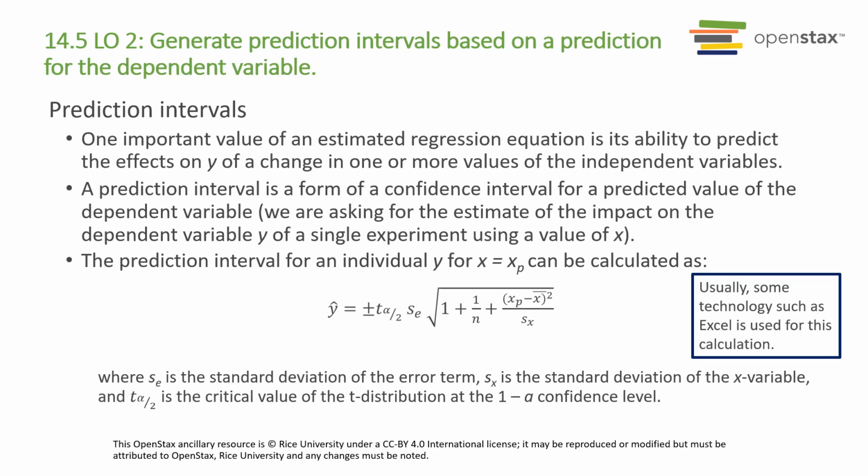One important value of an estimated regression equation is the ability to predict the effects on y of a change in one or more values of the independent variables. A prediction interval is a form of confidence interval for a predicted value of the dependent variable. In other words, you are asking for the estimate of the impact on the dependent variable y of a single experiment using a value x. That formula is given to you as you see on the screen there.